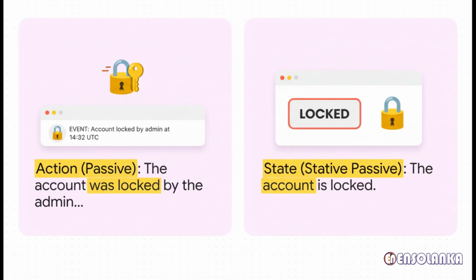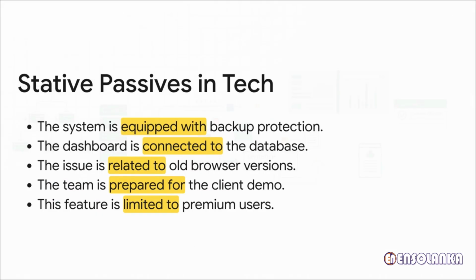We call this the stative passive. And trust me, you'll see these stative passives all over the place in tech. A big clue is that they often use prepositions that aren't by. Words like equipped with, connected to, or limited to. These are phrases you absolutely need to know for describing system features.